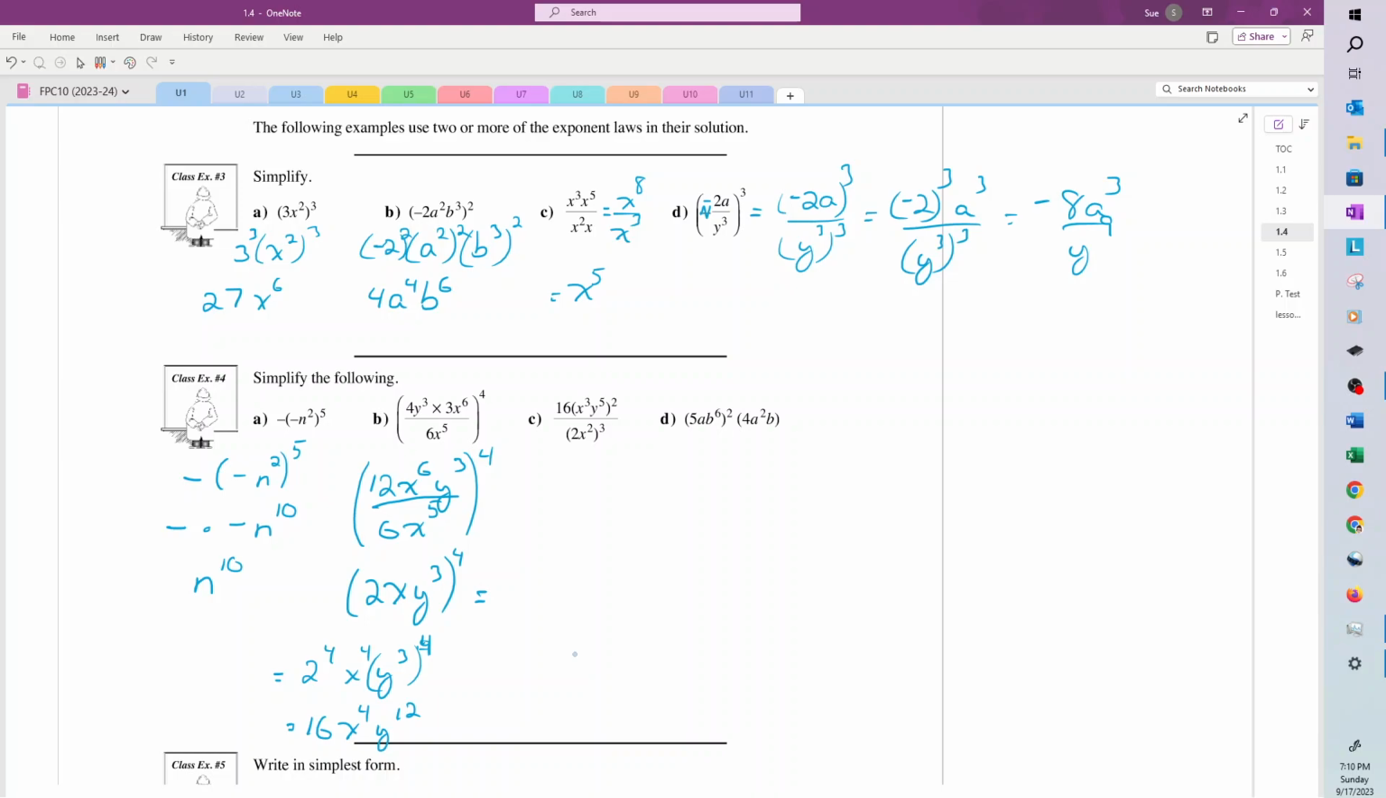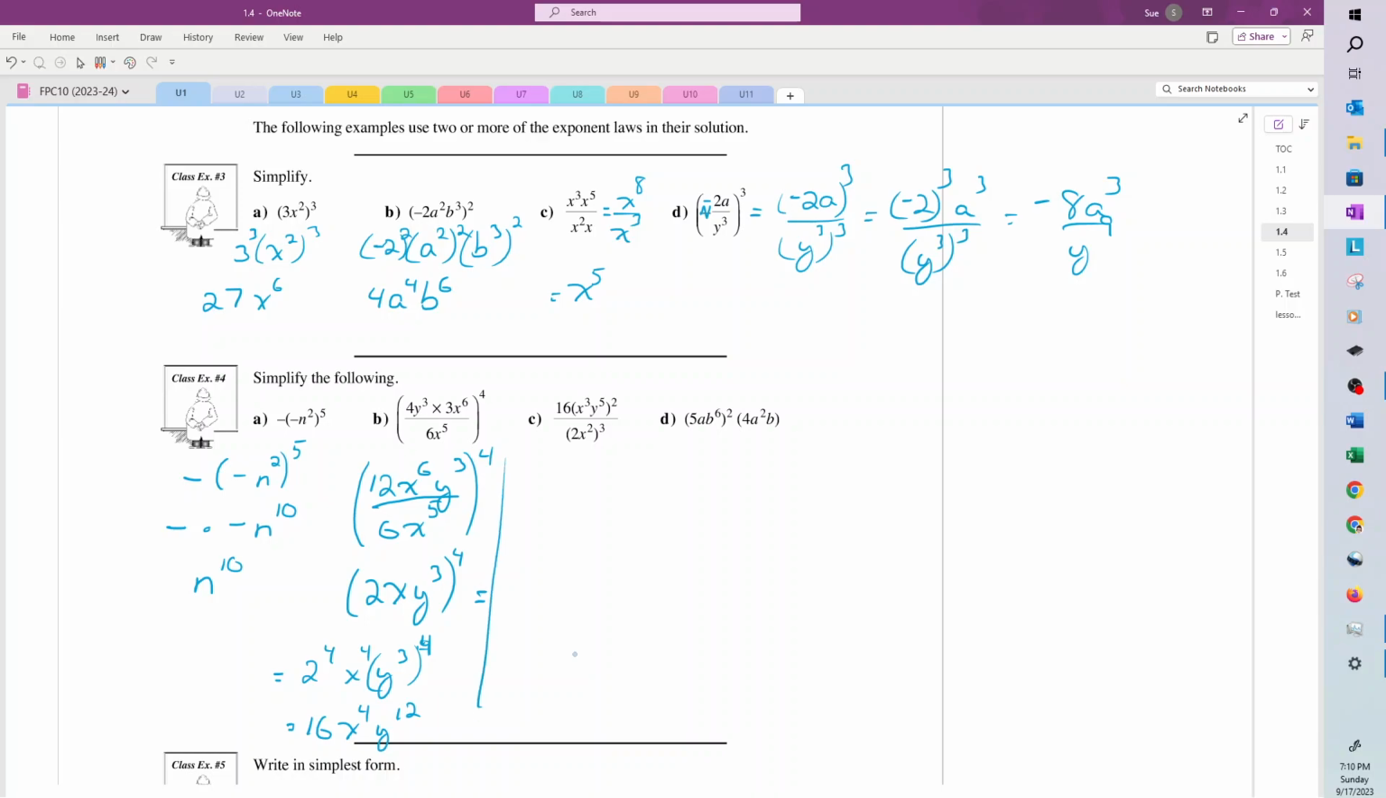This one, it's really important that I do the top first and the bottom because I can't cancel this 16 with this 2 because that 2 is actually being cubed. So I need to clarify that first.